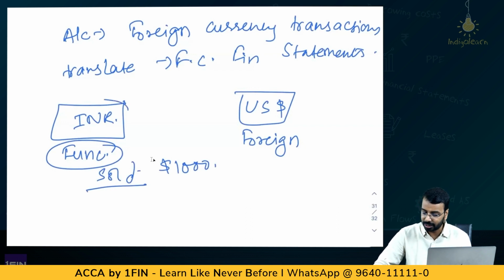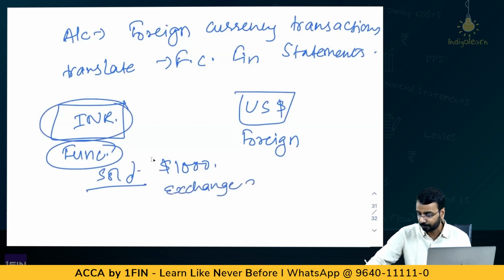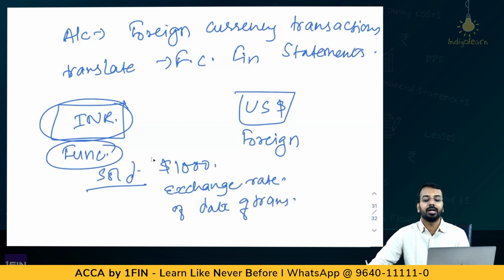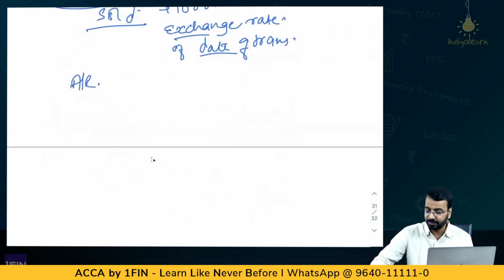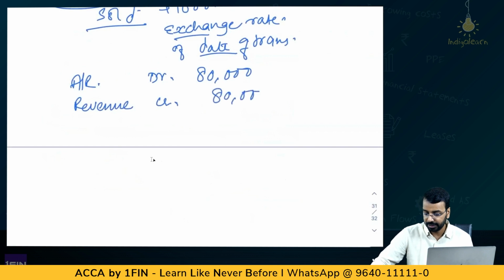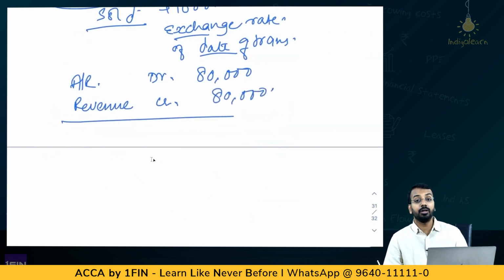Now, when you have to recognize the transaction in INR, what you do is you take the exchange rate on the date of transaction, and using that rate you will record it in INR. For example, $1 is equal to INR 80. So, you will say account receivable debit 80,000, revenue credit 80,000. So, this is how you will account for the transaction on the date of transaction.